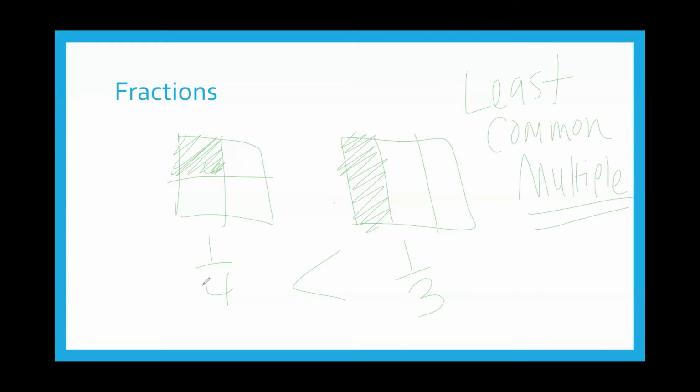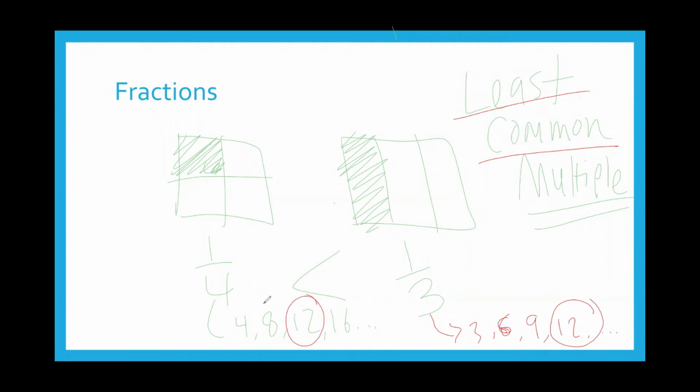So least common multiple, we list the multiples for the denominators. The multiples of 4 are 4, 8, 12, 16, etc. The multiples of 3 are 3, 6, 9, 12, etc. You can see that the least common multiple is 12. There's no other common multiple prior to that, so least common. So 12. So how do we get 12 on the denominator?